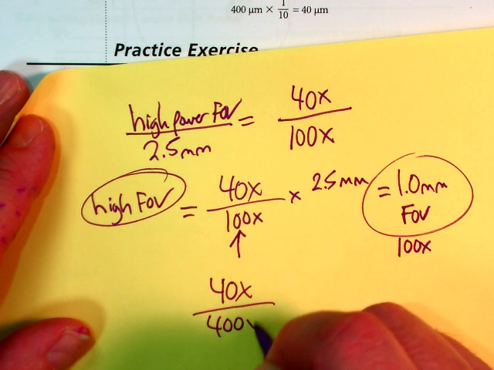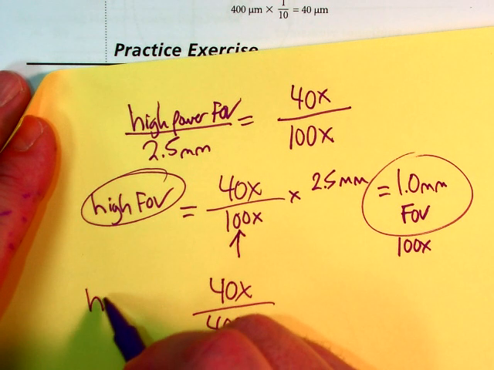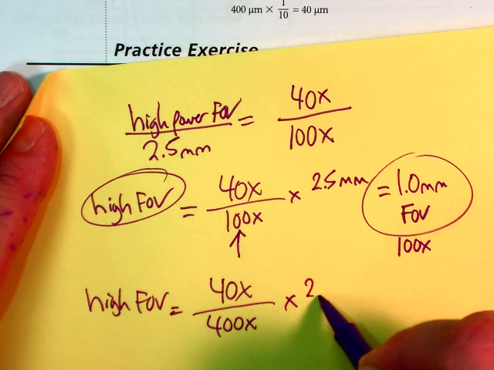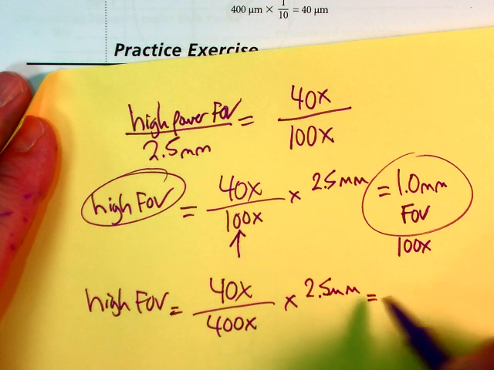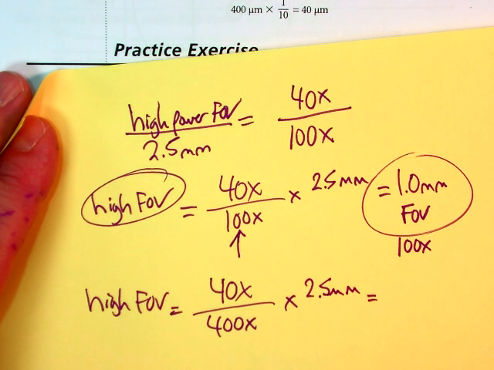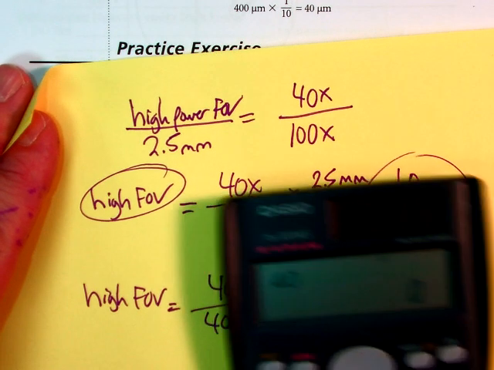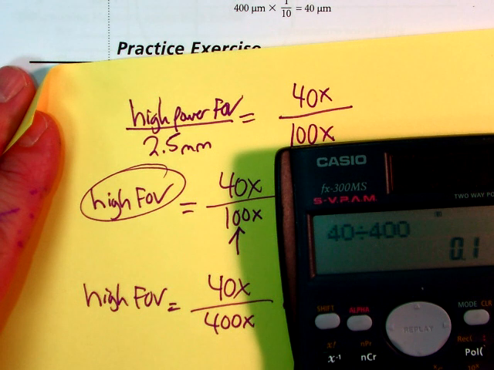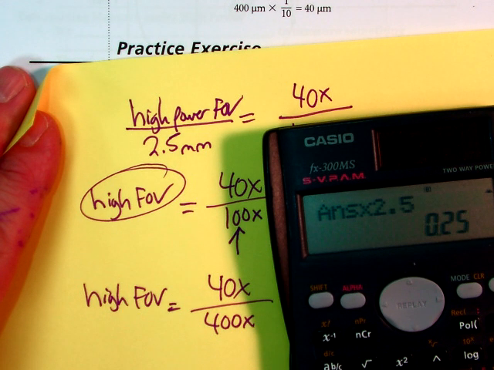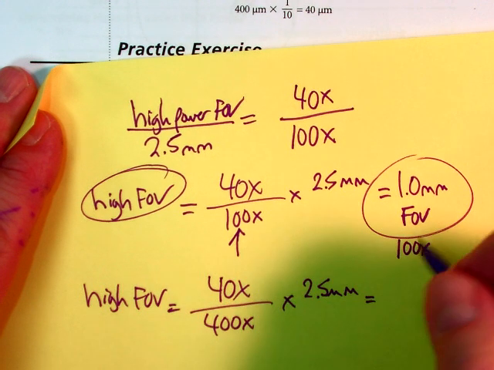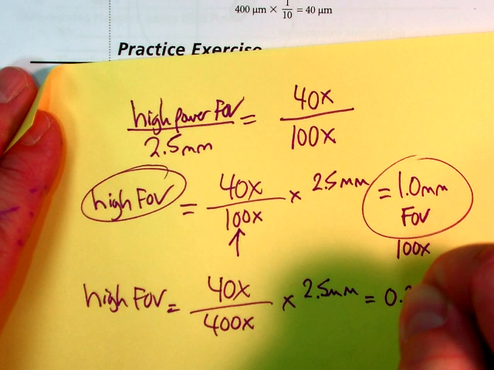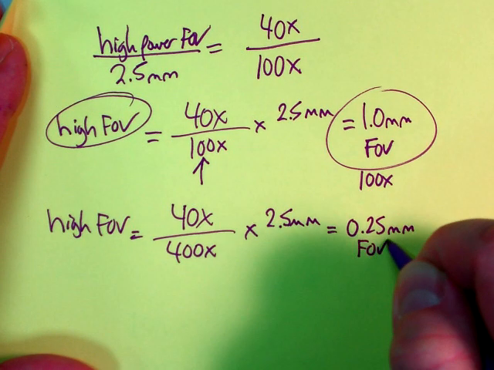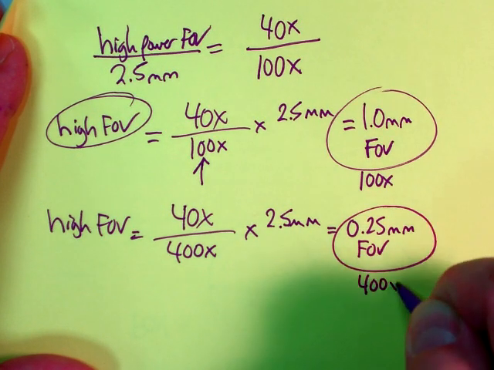So we're going to do 40x over 400. Again, we have the high power field of view times 2.5 millimeters equals, and we'll use our handy dandy calculator, 40 divided by 400 times 2.5, we get 0.25 millimeters. And that's going to be the field of view for our 400x.